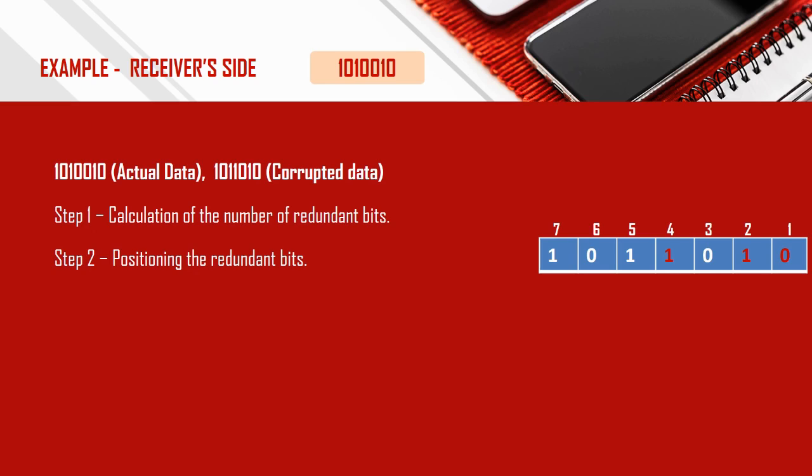So we can see the steps. Step 1, calculation of the number of redundant bits, as we have already learned, and we have done it in the sender side. Since we have 4 bits data, the redundant bits will be 3. So altogether we have 7 bits data. Step number 2, positioning the redundant bits. We know how to position the redundant bits. We have already positioned the redundant bits at the first position, second position, and fourth position.